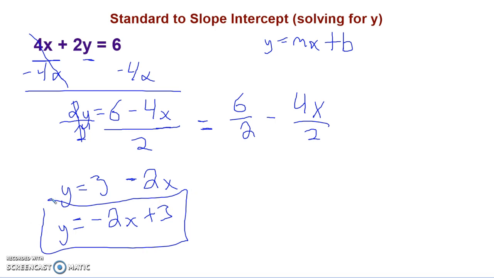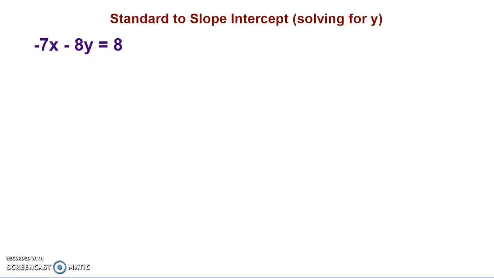Now we're going to practice going from slope-intercept to standard with the same equation. So right here we have, I lied to you. We're not. We'll do that this time. But we have standard to slope-intercept. So in this case, we have negative 7x minus 8y is equal to 8.